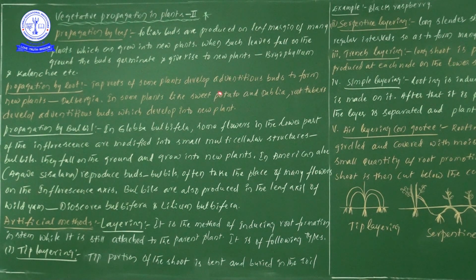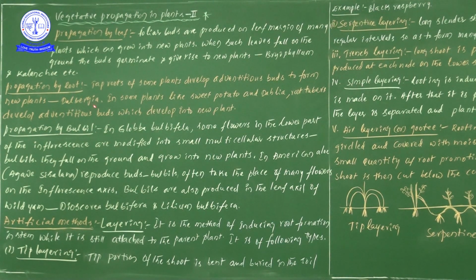Okay. Next, if you take some other plants, the sweet potato and dahlia, on the root tubers adventitious bud development is there. So here, propagation by root: 2 or 3 different types of examples. In Dalbergia latifolia, adventitious buds are there on the taproot system. Next, in sweet potato and dahlia, adventitious buds are there on the root tubers. Okay, so try to save this particular point in your mind.